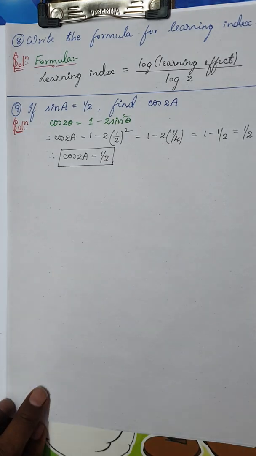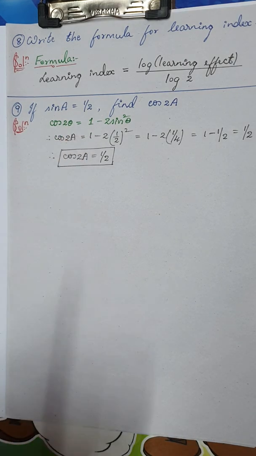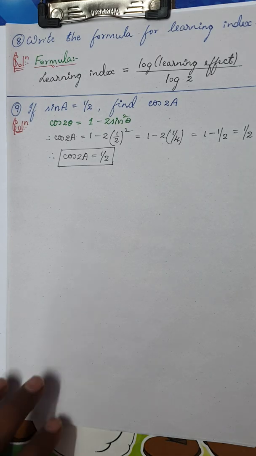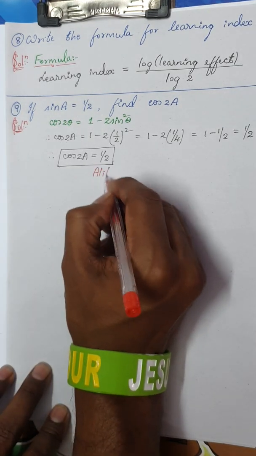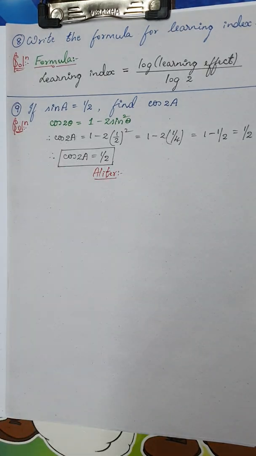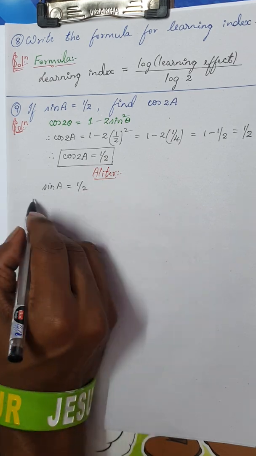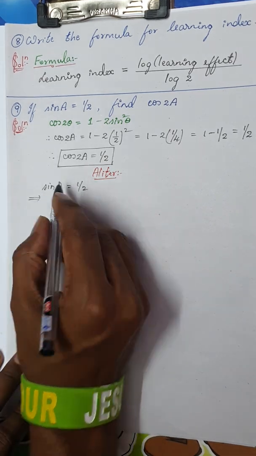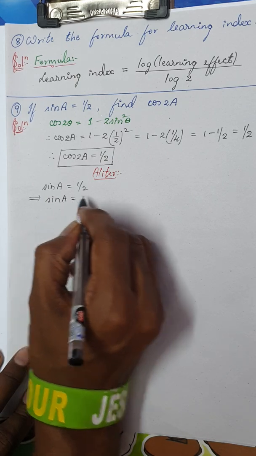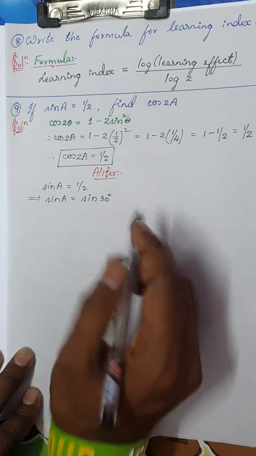Now many students feel trigonometry is a difficult concept, particularly commerce students. If they ask you to use this formula, probably you may find it difficult. Or else there is another method which I feel is simple to try for this kind of question. See how I'm going to solve this. Now remember, sine A is equal to half. Tell me what value is half actually. So sine A is equal to half is nothing but sine 30 degrees, isn't it? Sine 30 is equal to half.